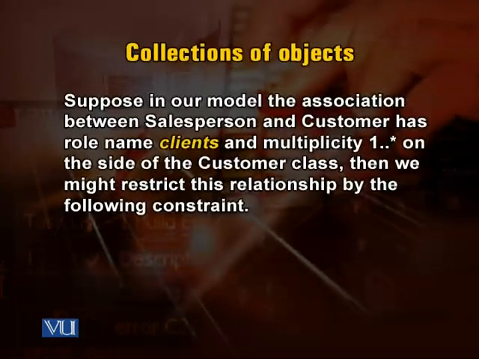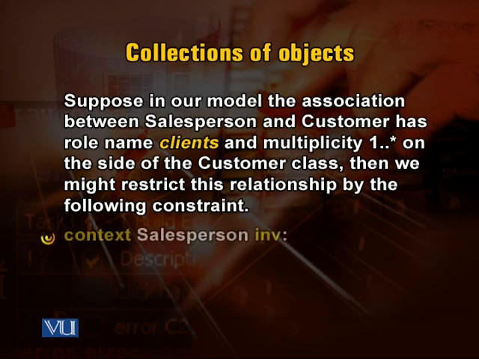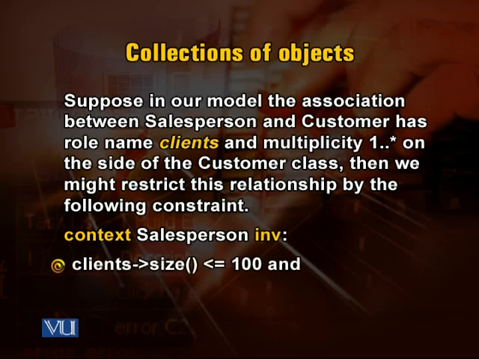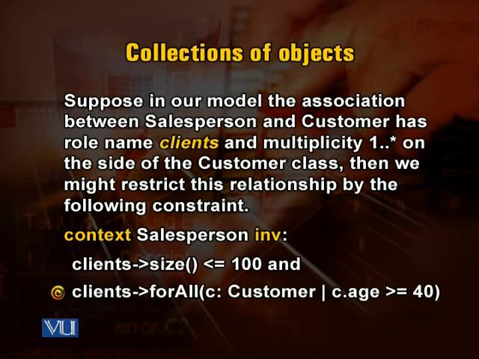Suppose in our model, the association between the salesperson and the customer has role name clients and multiplicity 1 or more on the side of the customer class. Then we might restrict this relationship by the following constraint. We have context salesperson. It is an invariant, and we say clients size is less than equal to 100, and clients for all customers age is greater than equal to 40.